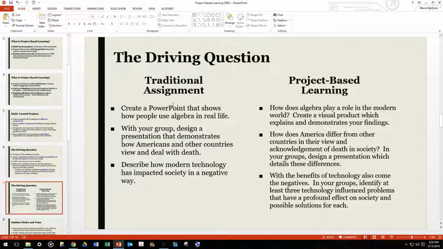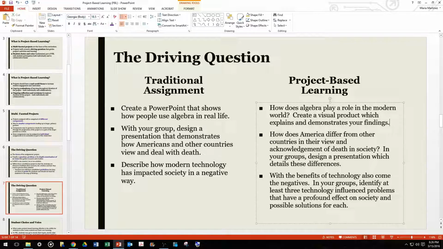In the traditional assignment: create a PowerPoint that shows how people use algebra in real life. Well, in a project-based learning environment, we might say, how does algebra play a role in the modern world? So right off the bat, we have a question that the students have to think about. Okay, well, how does algebra play a role in the modern world? So this gets them to start thinking about the modern world and, where are all the parts of algebra? Where do they see it? Where do they think it's at?